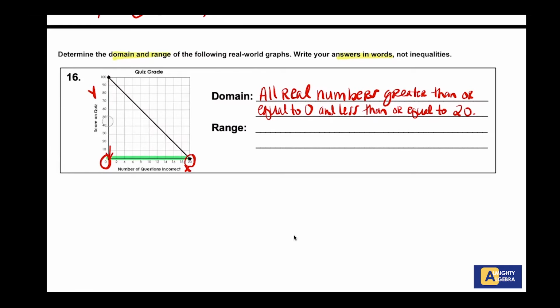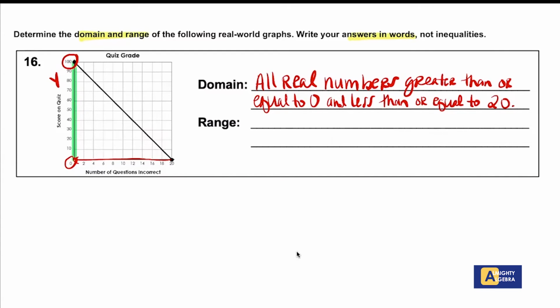Now let's do the range. I'm going to erase all the markings on this graph so that it's more clear. And I'm going to highlight my y-axis, which runs from bottom to top. Starting at the bottommost point, trace it over to the y-axis. We're at 0. That means the lowest score you could get on this quiz is a 0. And go to your topmost point. It's on 100, which means the highest score you could get on this quiz is 100. The range is looking like it's running from 0 to 100.